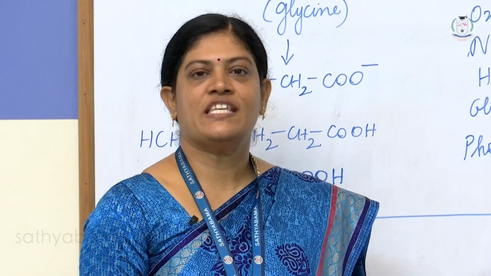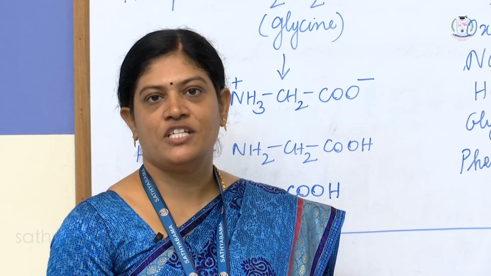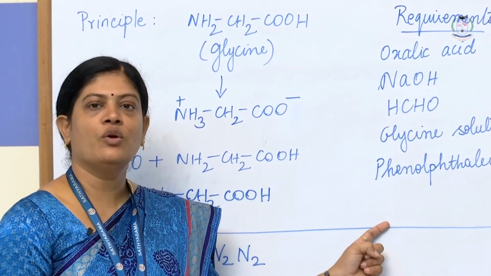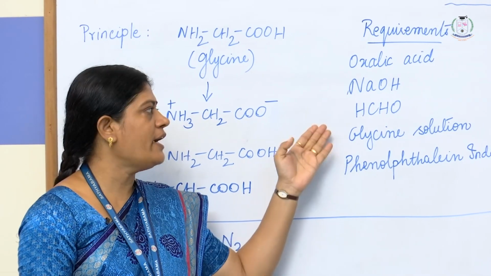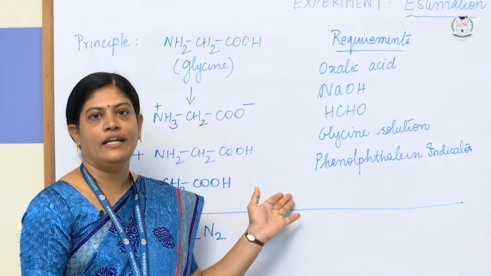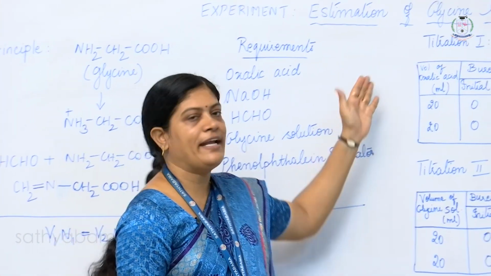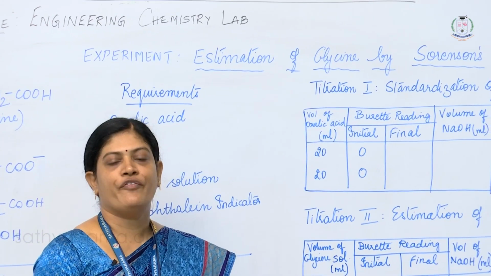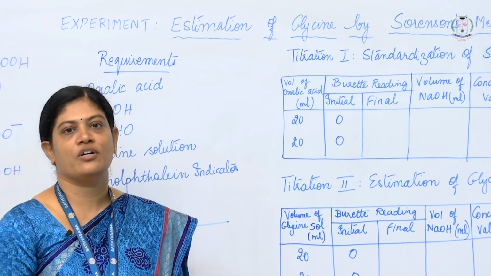In the experiment estimation of glycine by Sorensen's method, there are two titrations involved, and the solutions we require for carrying out the titrations are oxalic acid, sodium hydroxide, formaldehyde, glycine solution and phenolphthalein indicator. We will move on to the first titration. The name of the titration is standardization of sodium hydroxide solution. So, the first titration is the determination of strength of sodium hydroxide solution.